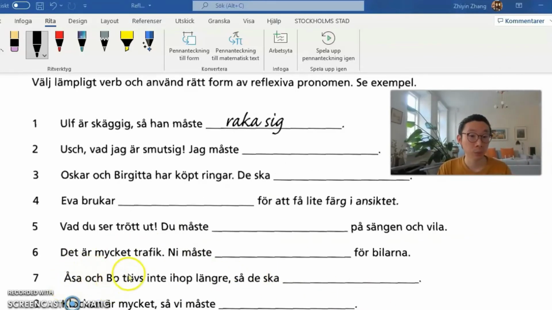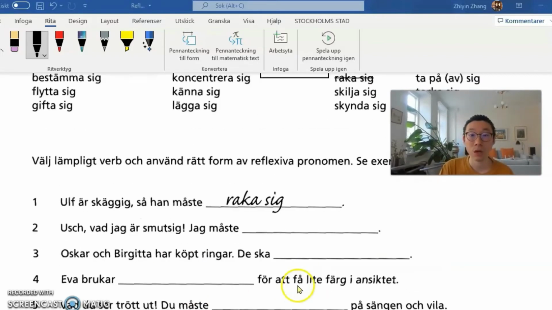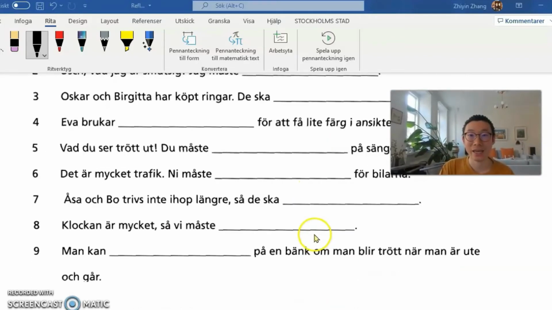Nästa. Åsa och Bo trivs inte ihop längre, så de ska skilja sig. So Åsa and Bo, they don't like living with each other anymore, so they will get a divorce. Så de ska skilja sig.